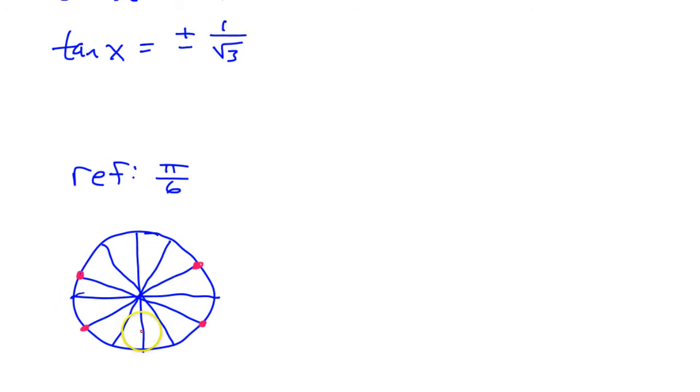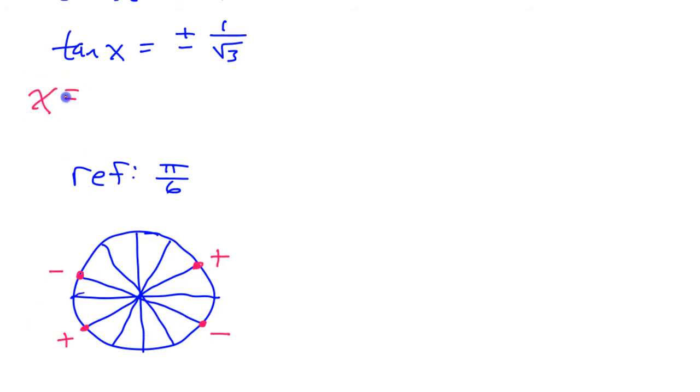The tangent of any of them will give me 1 over radical 3, but 2 of them will be positive, okay, here and here, and 2 of them will be negative, here and here. Because we want positive or negative 1 over radical 3, all 4 angles are solutions.